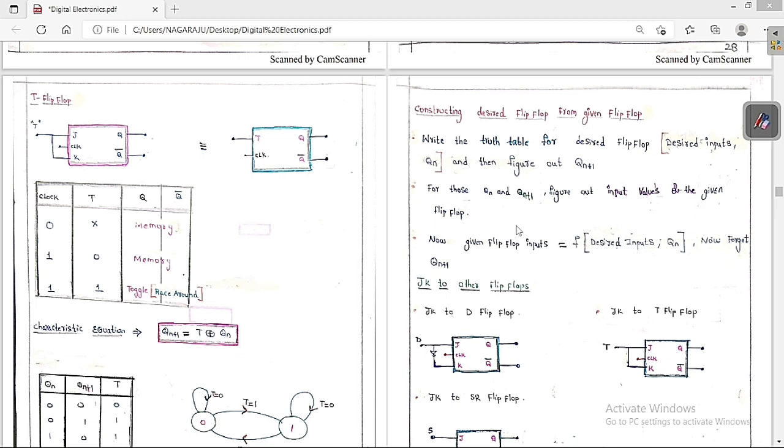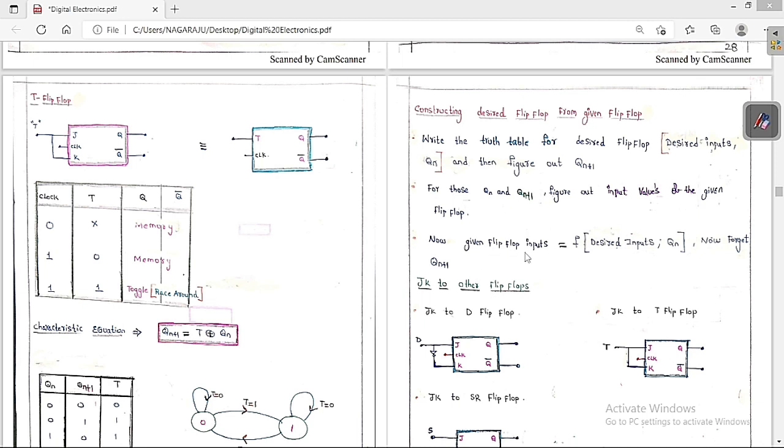Now for this Q of n and Q of n plus 1, we have to figure out what inputs are required for the given flip-flop. So if you want to change the output from Qn to Qn plus 1, what input values must be applied to the given flip-flop, we have to figure out. So for this Q of n and Q of n plus 1, figure out the input values of the given flip-flop.